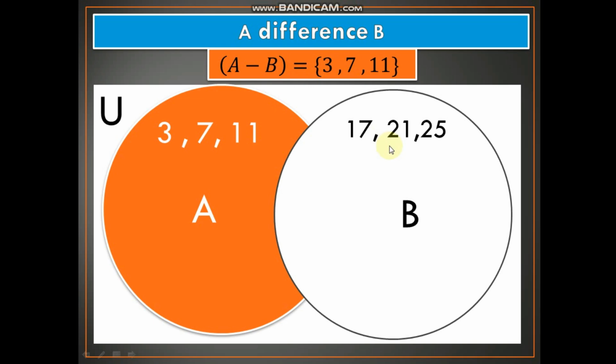There is no element of B in our answer. You cannot write any single element of set B; you have to write only those elements of set A which are not present in B. So which are not present? 3, 7 and 11.